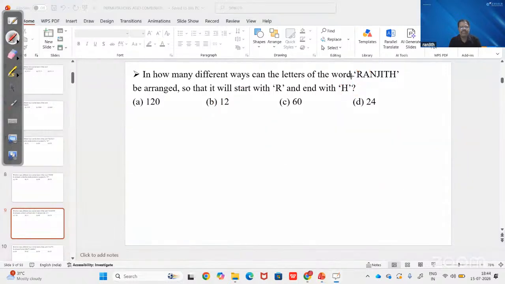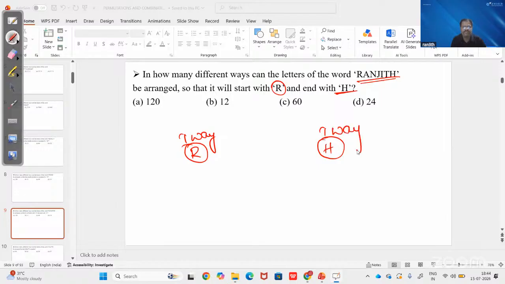In how many different ways can the letters of the word be arranged, starting with R and ending with H? So in the word RANJITH, we have it start with R and end with H. R is a one-letter position, arranged in one way. H is also one letter, also arranged in only one way.